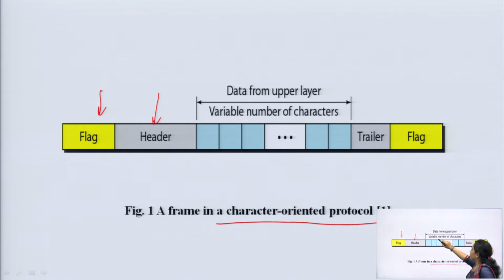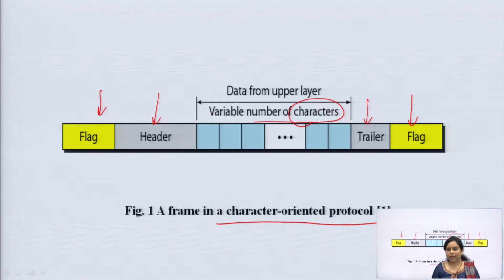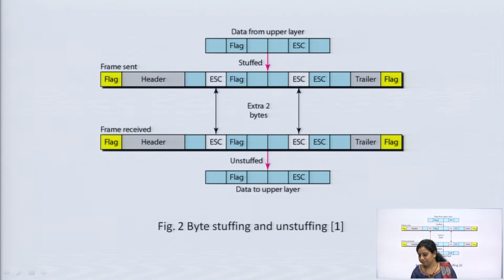Then the data from the upper layer, a variable number of characters will be there, it is not in the form of 1s and 0s, it is in the form of characters. Then it is followed by the trail bits and the flag. So, the flag after the trail bits will signify that the particular frame has ended over here. So, this is how the character oriented protocol looks like.